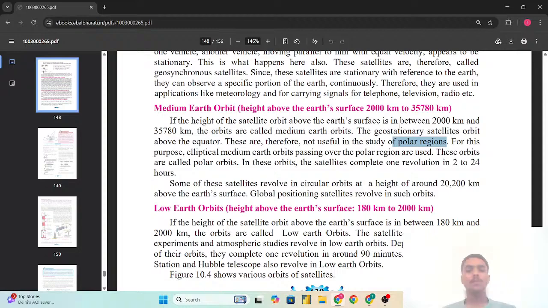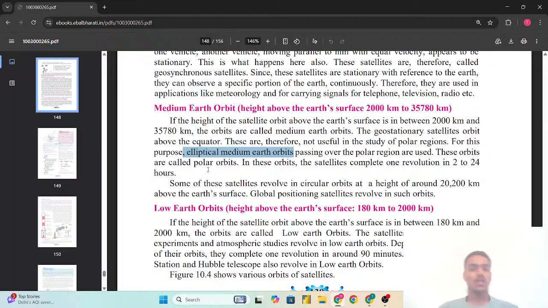So medium Earth orbits passing over the polar region are used. These orbits are called the polar orbits. So जो polar region की study के लिए elliptical medium Earth orbit जो कि polar region से pass होते हैं, so उनकी जरूरत होती है to study the polar regions.